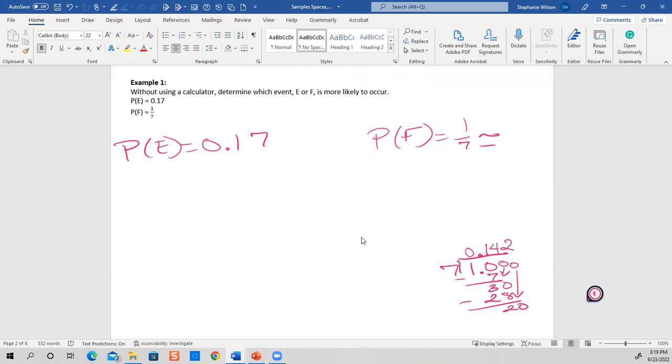The reason I'm stopping here is because event E is already in hundredths. So let's round this to the nearest hundredth. That means I need to look at the thousandths place, which is the 2. You ask yourself, is it equal to or greater than 5? You say no, so we just drop it off. Our answer is going to be 0.14. If you compare these two, you notice event E is greater than event F. So we're going to say that event E is more likely to occur.